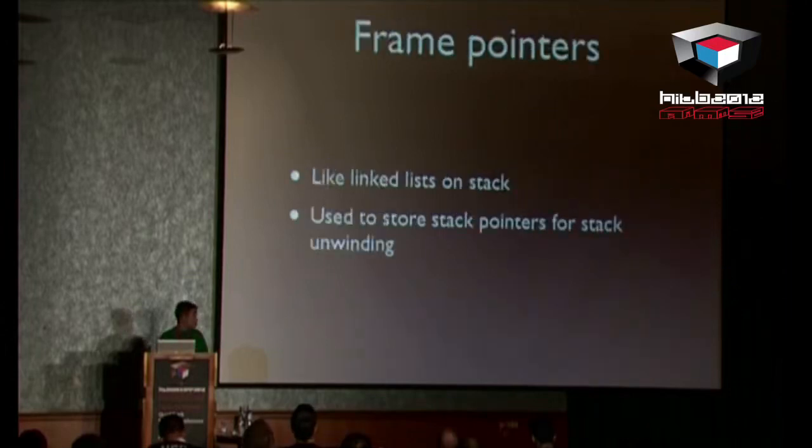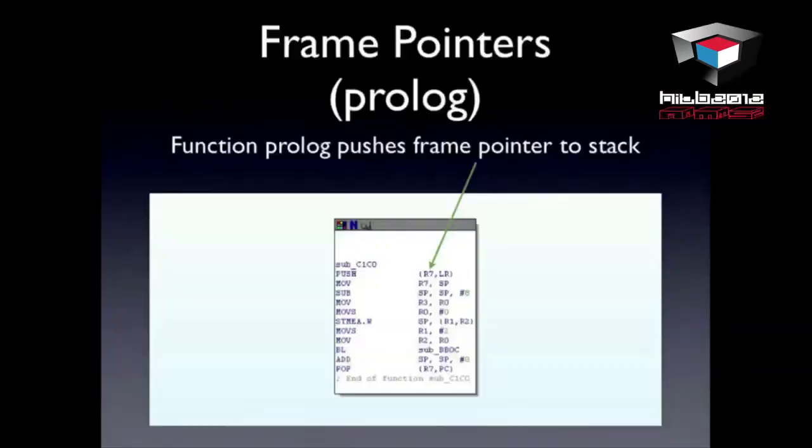But there is another way we can exploit it, by using frame pointers. They're sort of like little linked lists on the stack. They basically hold stack pointers to allow stack unwinding. They're made on the stack in the prologue and epilogue of each function.